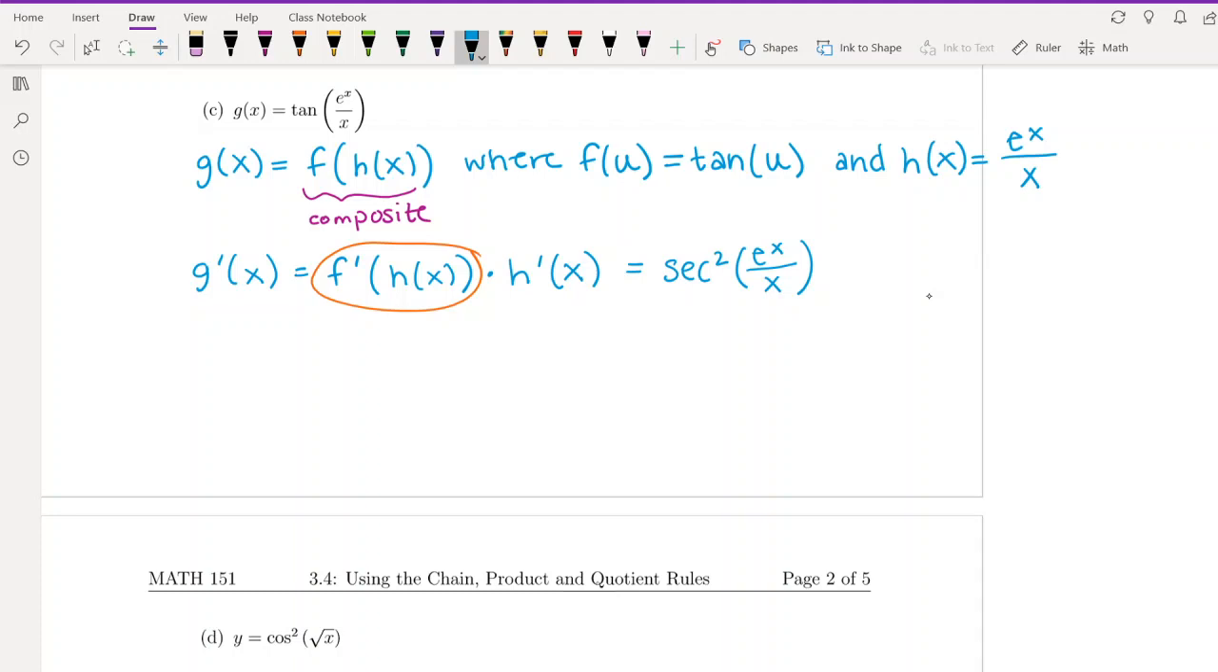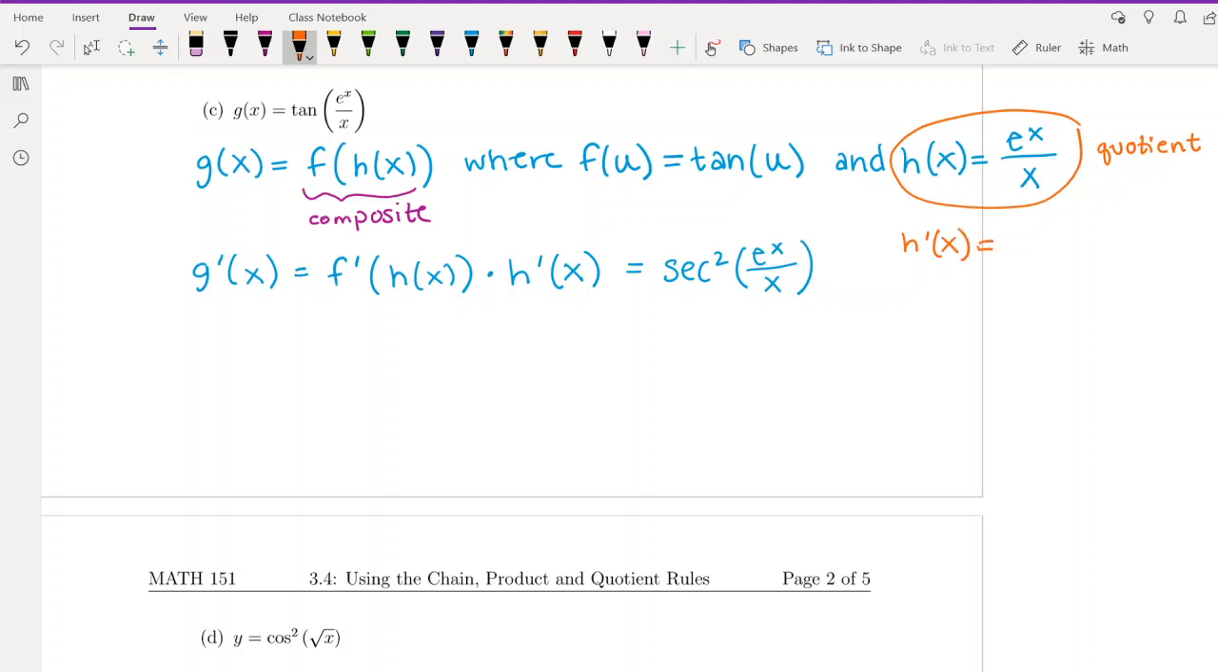Okay, so that's the outside part of the derivative. Now let's focus on the inside part of the derivative. So h prime of x means that we're taking the derivative of this function here. But this is a quotient, right? So we have to use the quotient rule in order to take the derivative of this. And so what is h prime of x?